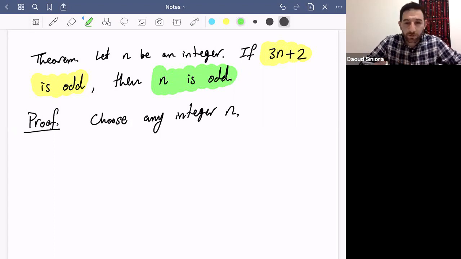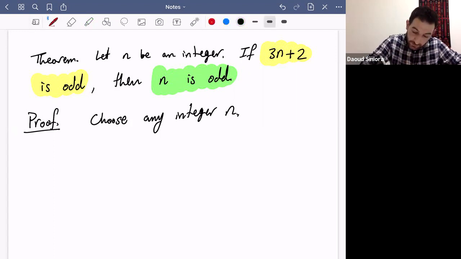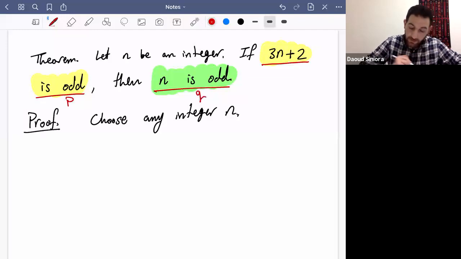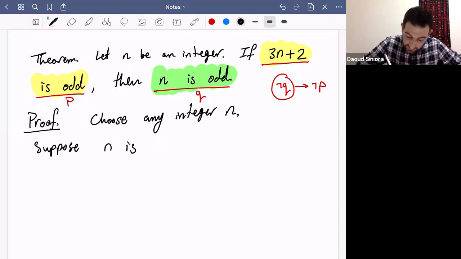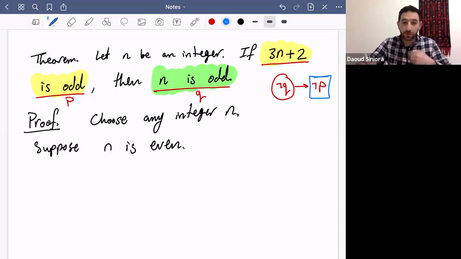But now, maybe you will be stuck, but in this example, we want to prove it by contraposition. So we need to show the contrapositive is true. So let's call this hypothesis P and the conclusion Q. And so we need to show that not Q implies not P. So we assume not Q. Suppose n is not odd, but not odd means even. So suppose n is even, and now we need to show not P.